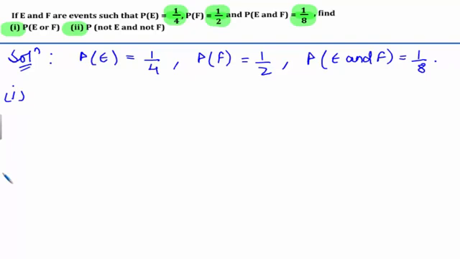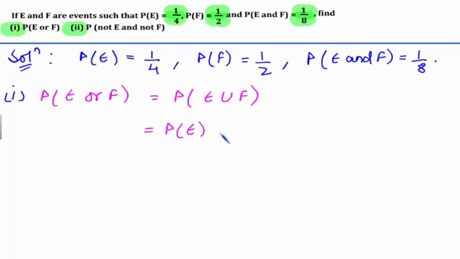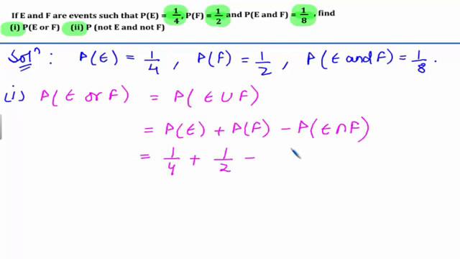First we have to find probability of E or F. This can also be written as probability of E union F, and its formula is probability of E plus probability of F minus probability of E intersection F. Now probability of E is 1 by 4, probability of F is 1 by 2, minus probability of E intersection F, which is 1 upon 8.